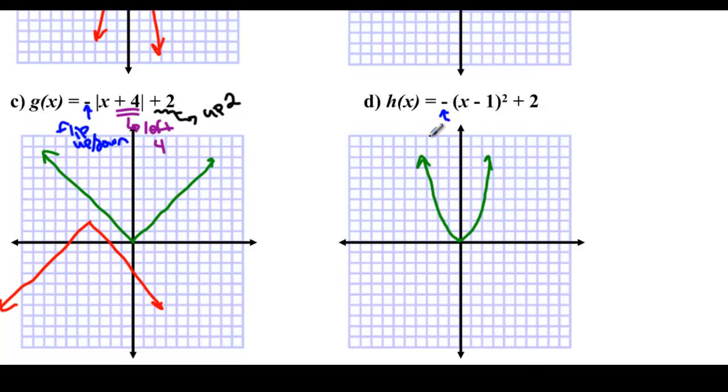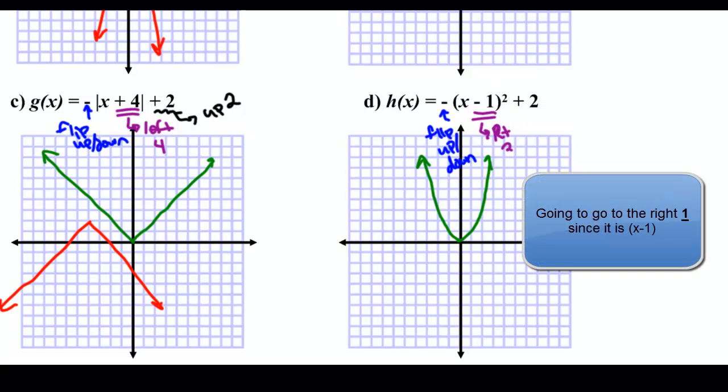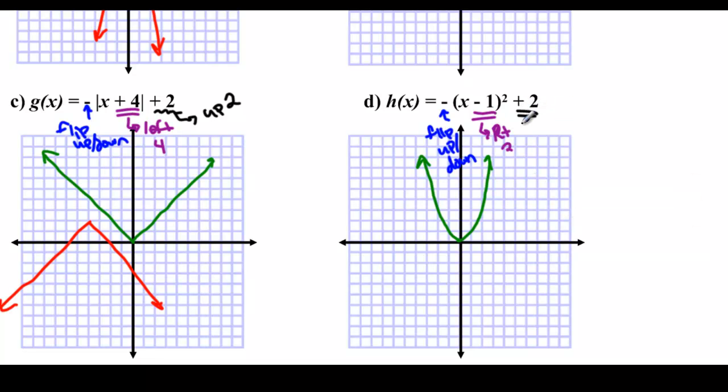This negative here is going to flip it up or down. And then this minus 1 is with the x, so it's the opposite of what it looks like. So we're going to go to the right, 2. And then this plus 2 is not with the x, so it's going to be exactly what it looks like up or down. So we're going to go up by 2.